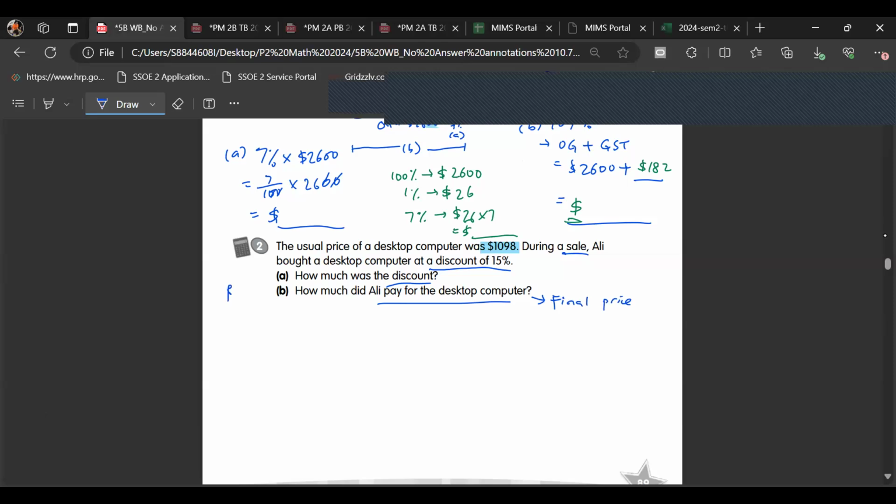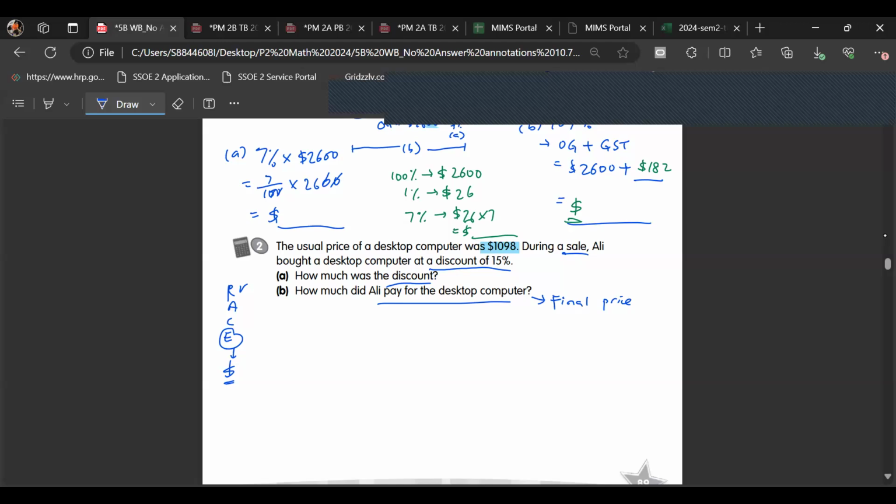So the same as the first question in a way, but this question has a discount, so it should be cheaper. The final answer should be a smaller amount than the original price. So these are the top processes that you can tell yourself to check whether your answer makes sense or not.